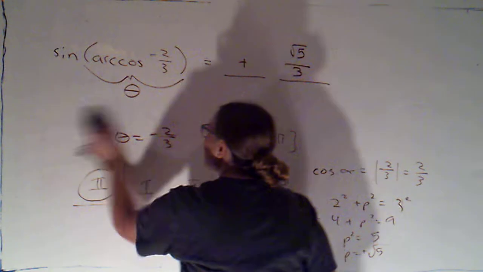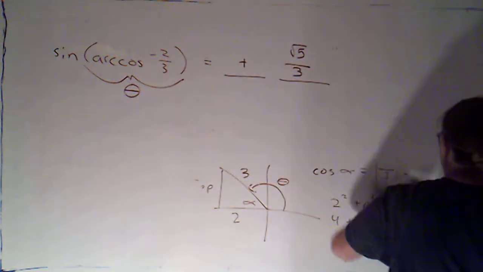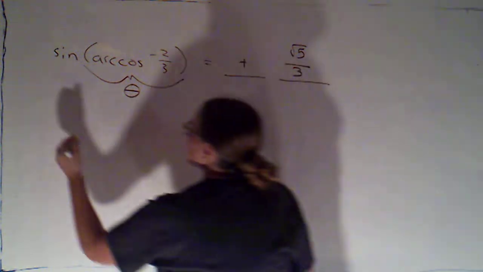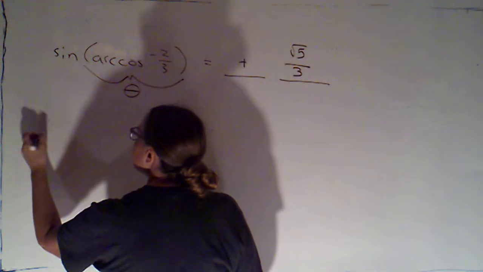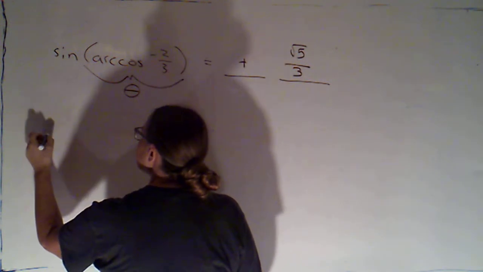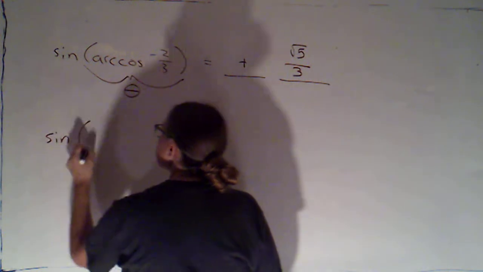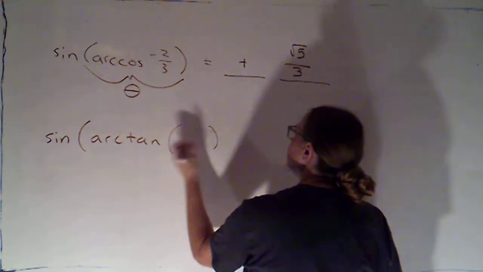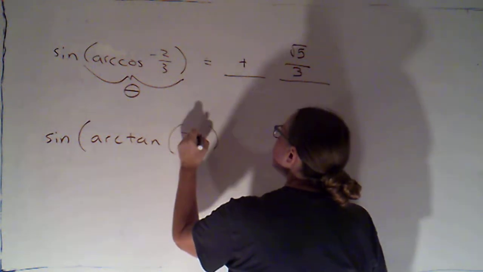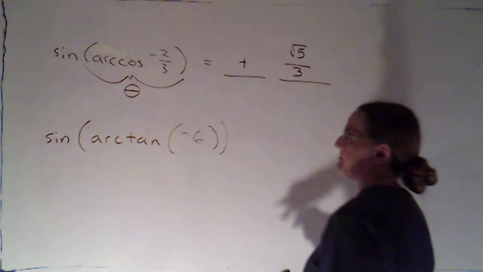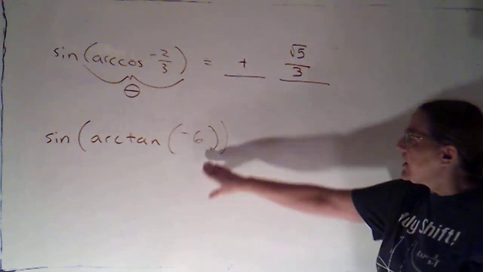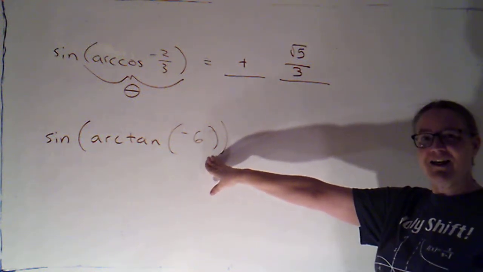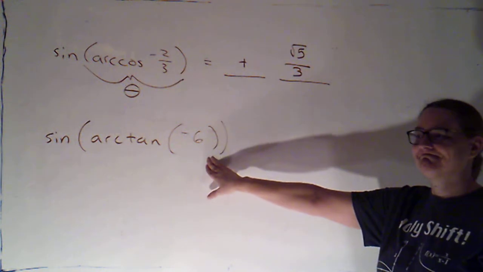All right, I'm going to put another one up for you folks to try. So I want, let's see, let's do sine of arctan of negative 6. Okay. So I want you folks to try that. Pause the video, work that out, come back, we'll work through it together.